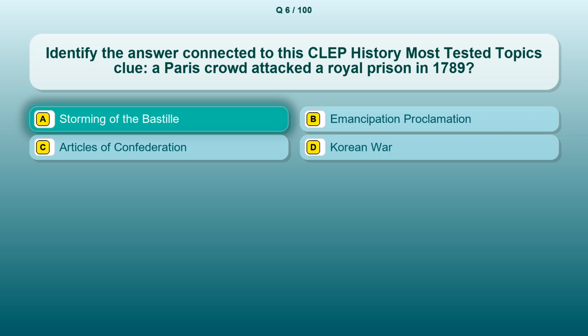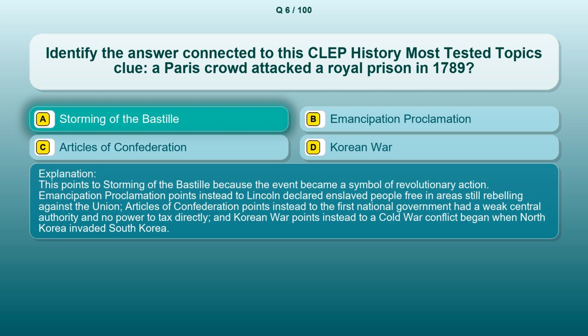The correct answer is option A. Storming of the Bastille. This points to storming of the Bastille because the event became a symbol of revolutionary action. Emancipation Proclamation points instead to Lincoln declared enslaved people free in areas still rebelling against the Union. Articles of Confederation points instead to the first national government had a weak central authority and no power to tax directly, and Korean War points instead to a Cold War conflict began when North Korea invaded South Korea.